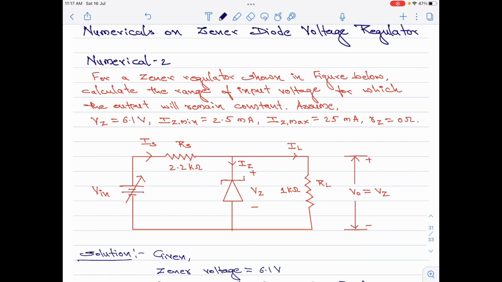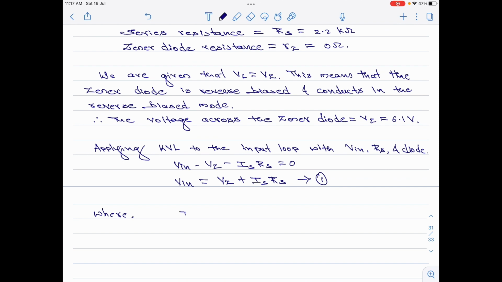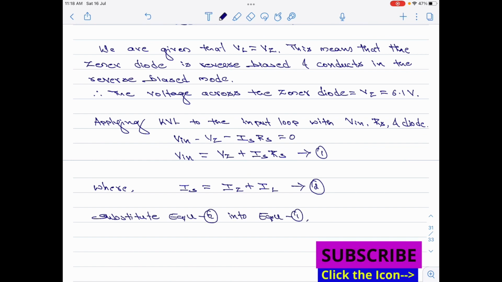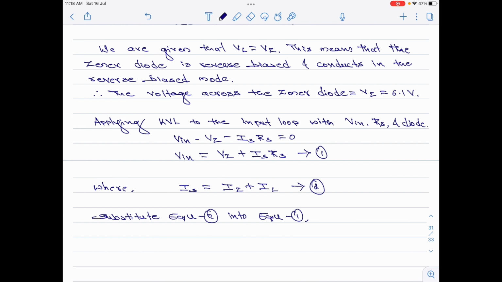Coming back to the circuit, please note that the input current Is is the summation of the load current IL plus the Zener current Iz. Let me write that as an equation here. Let me call this as equation 2. Let me now substitute equation 2 into equation 1. So, equation 1 becomes Vin equals Vz plus (Iz plus IL) into Rs. Let me call this as equation 3.